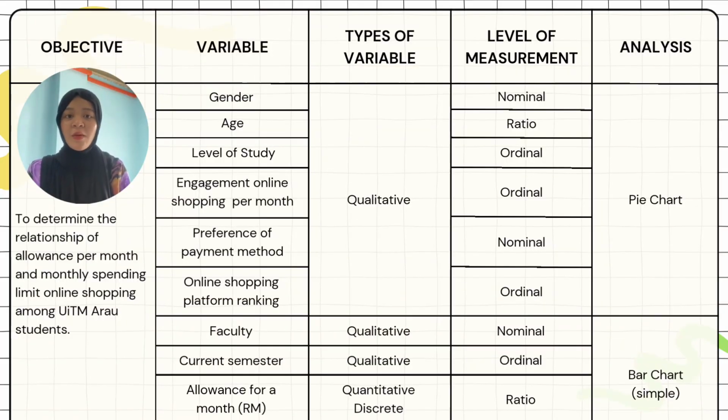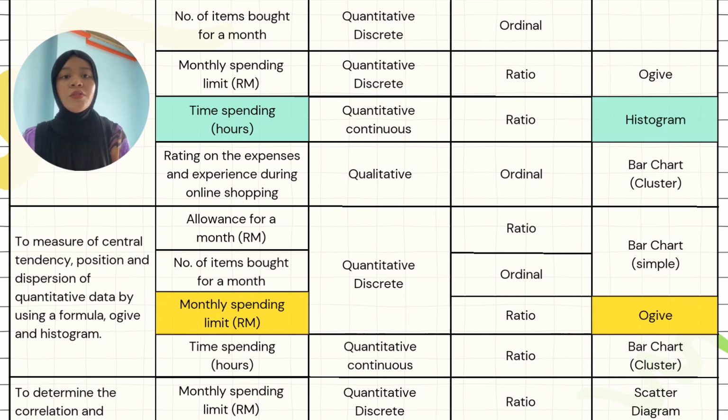So, in this chapter, we will find the description of our collected data. We have 4 objectives here in order to specifically determine the relationship between allowance per month and monthly spending limit for online shopping from UiTM RAS students. We have 13 variables, which are from qualitative and quantitative data. You can refer to this table, but now we want all of you to focus on the ones that we have already highlighted.